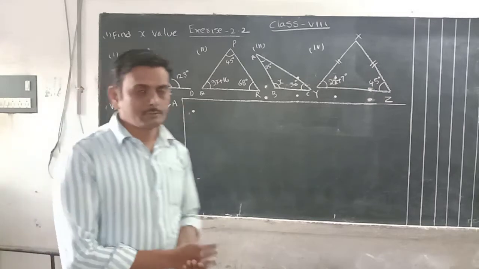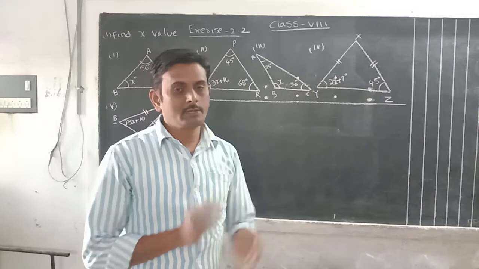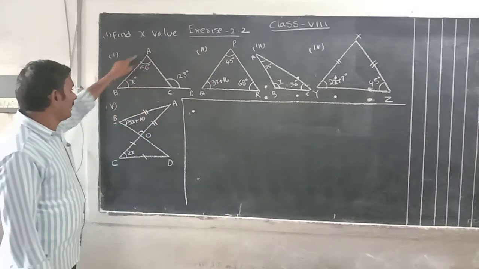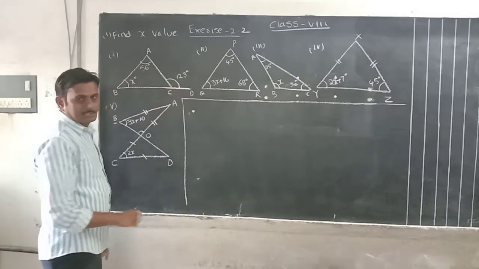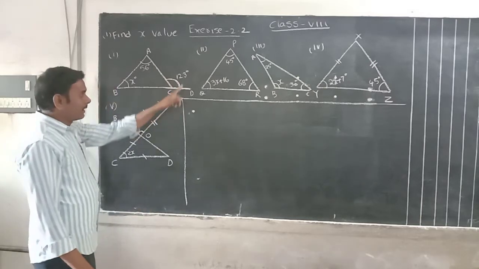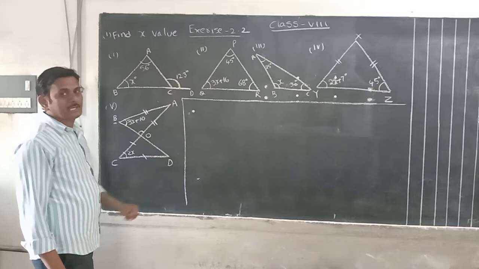Last year we discussed that. Related to those, only 5 diagrams are given that we have to calculate. First diagram. ABC is a triangle. CD is extended. Then here angles 1, 2, 3 are formed. What is the angle for this one? For this triangle, 123 is the exterior angle.